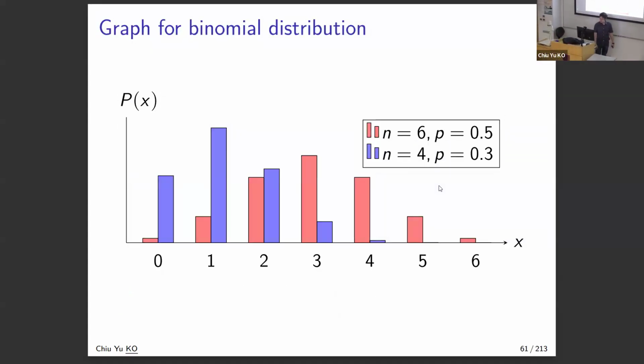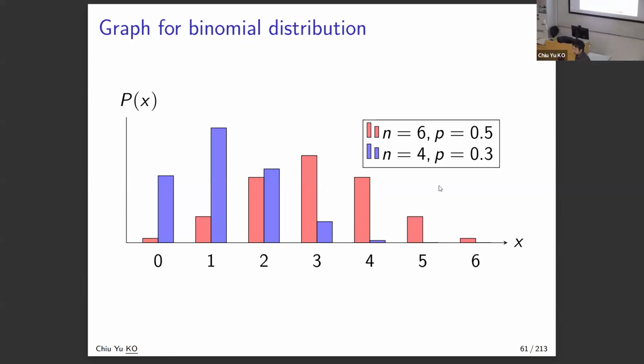Now, if you look at the graph, it looks like a bell, right? If P is 1/2, the red one, it looks like a symmetric bell. If P is not so nice, it looks like a skewed bell. So you can see that by changing N and P, all shapes can be accommodated, right?